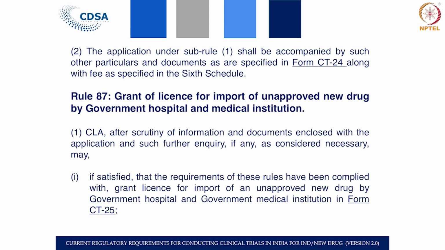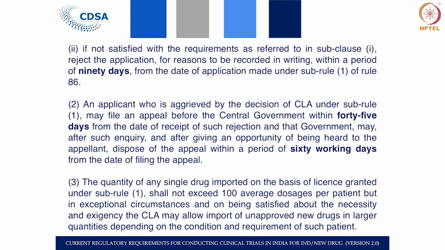The application shall be accompanied by all particulars and documents given in the CT 24. When you go through the CT 24, all the requirements are specified. Such forms will not only contain details about the drug, but will also have content about the patient for whom the permission is given. The details of the patients will be covered in such form. The license will be granted in CT 25 after it is satisfied that all satisfactory documents have been submitted.